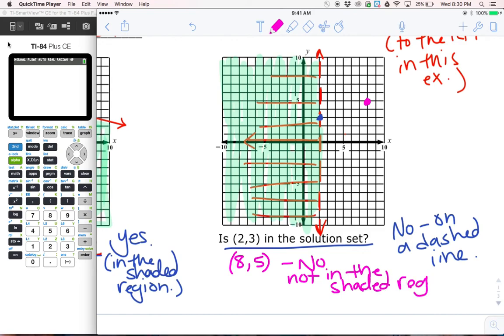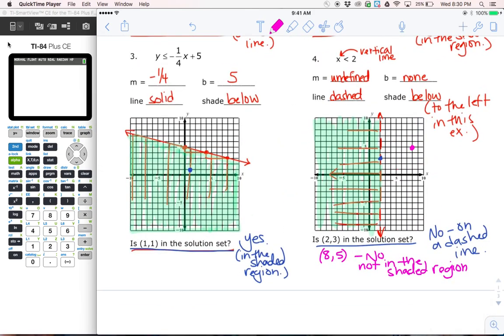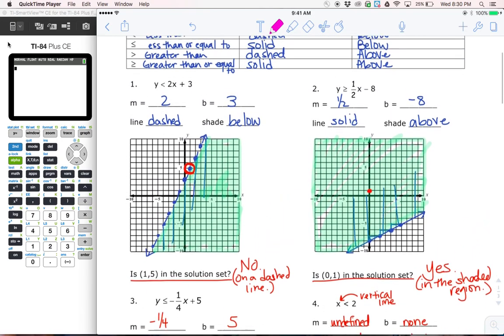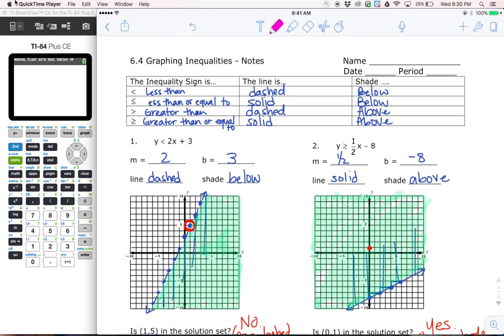So if you are asked to check points, remember, just plot them. If it's in a shaded region, it's a solution. Non-shaded region, not a solution. All right? When you're graphing inequalities, remember the most important thing to do is to look at the inequality. It's going to tell you what kind of line and also where to draw it.